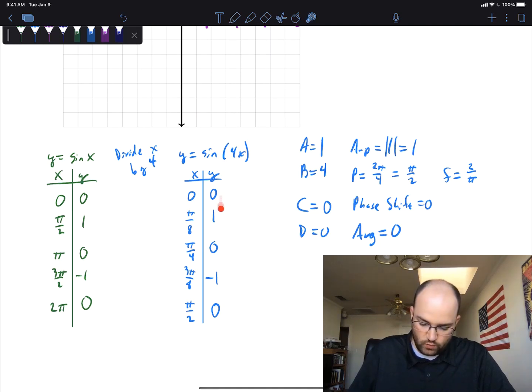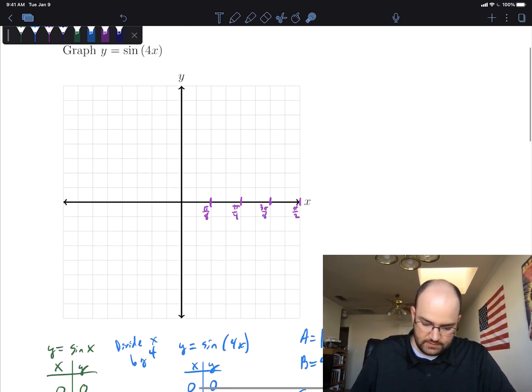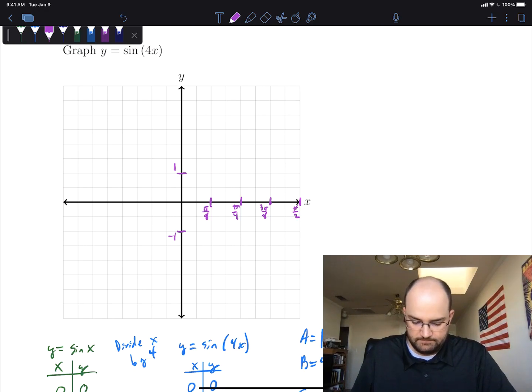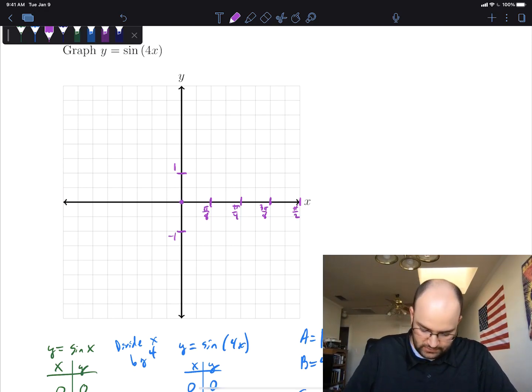And then notice that the y's stayed the same. So I'm just going to make this 1 and negative 1 like that. And there we go. So 0, 0 still. Pi over 8, 1. Pi over 4, 0. 3 pi over 8, negative 1. And pi over 2, 0. Actually, I should be doing those in blue. There we go.